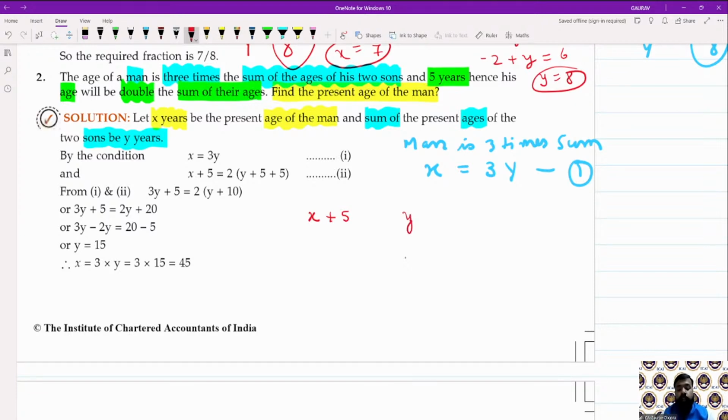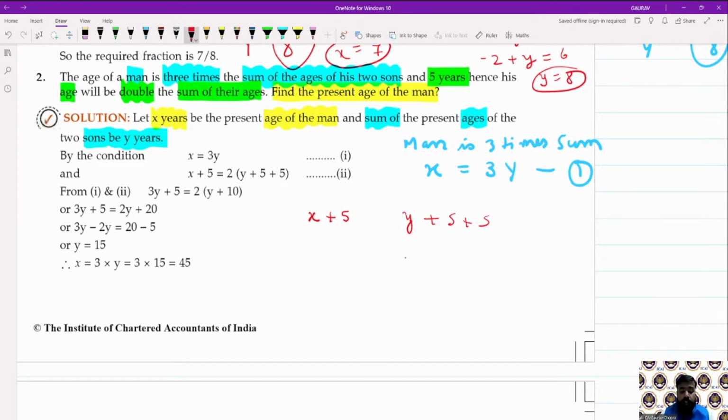Sum of age of son. First son will increase by 5 years. Second son also, the age of the second son will also increase by 5 years. So overall, we have to do plus 10 in y, because the sum of first son and second son, both of them will rise by 5.